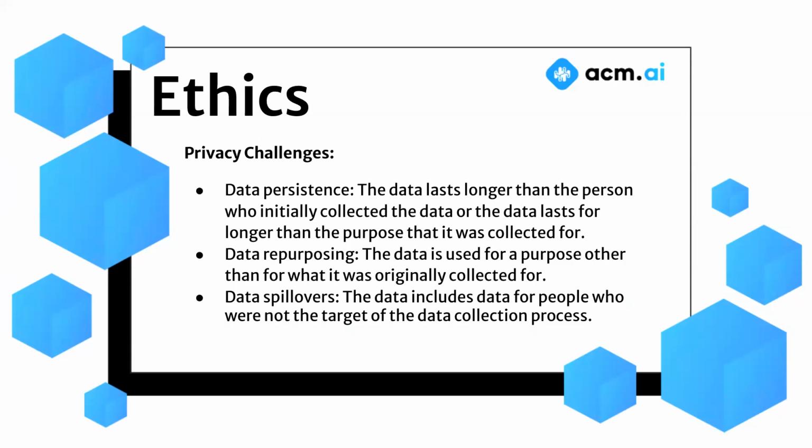And data spillovers: the data includes data from people who were not the target of the data collection process. An example of this is, say you want to do some sort of study for college students, but you hand in US Census data. That includes, I don't know if it's all Americans or all American adults, but it's definitely more than just college students. Those people who are not college students in the rest of the data set have their data recorded, but they were not the target for whatever we're using the data for.